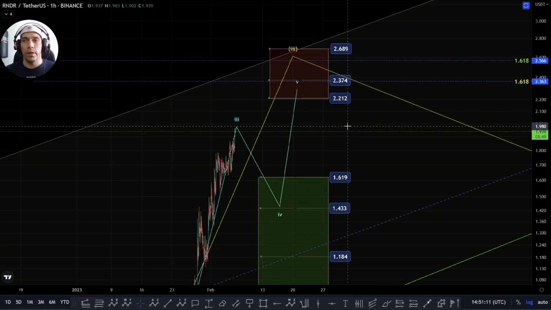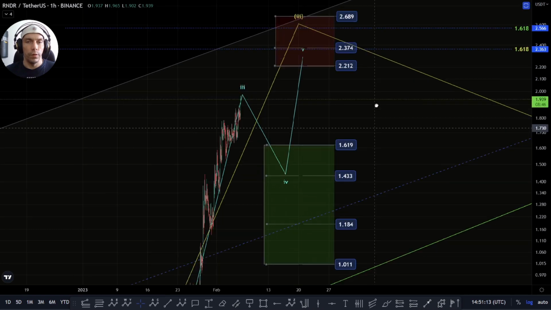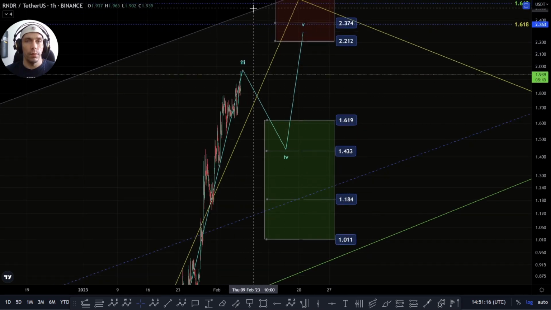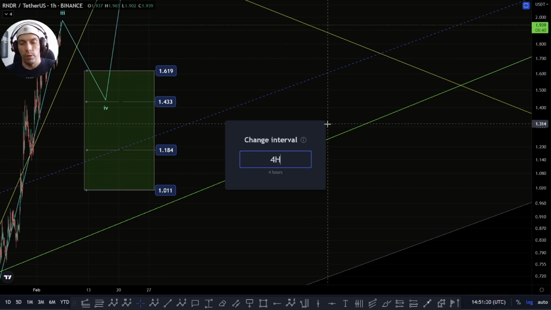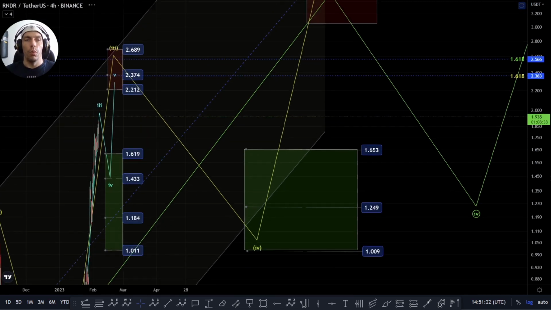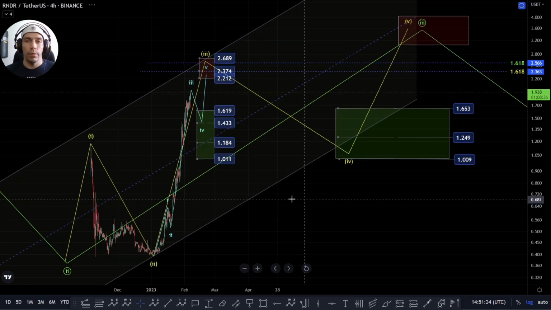So basically, like I said, we want to cross this $2.56. If we do cross that, then effectively we can be looking for a bigger move. And what we'd be looking for then is something more like this, where we're going to have this move.